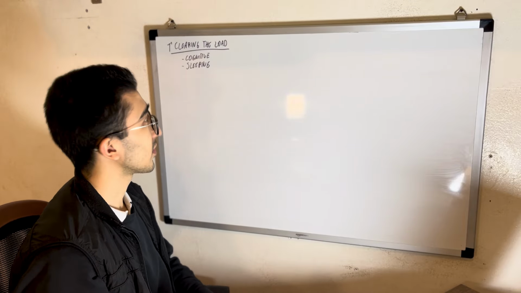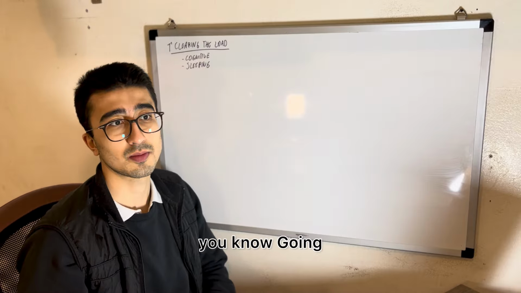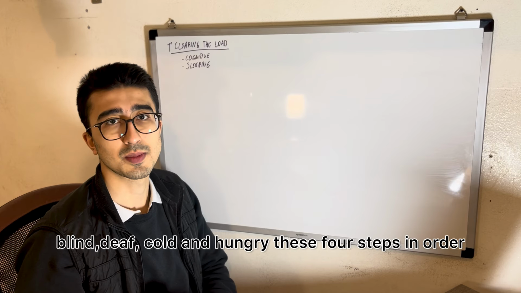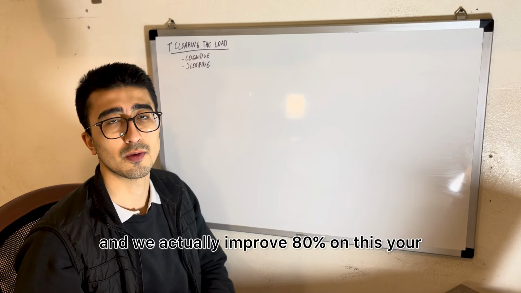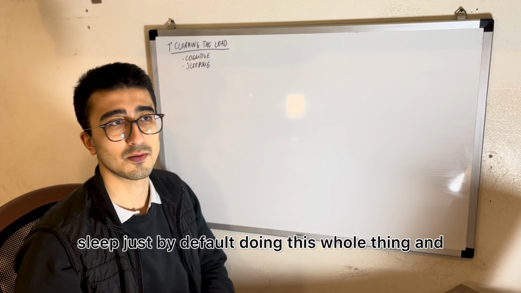And the best way to go to sleep is actually going blind, deaf, cold, and hungry. These 4 steps in order to go to sleep are very easy, and we actually improve our sleep by at least 80% just by default doing these 4 things.